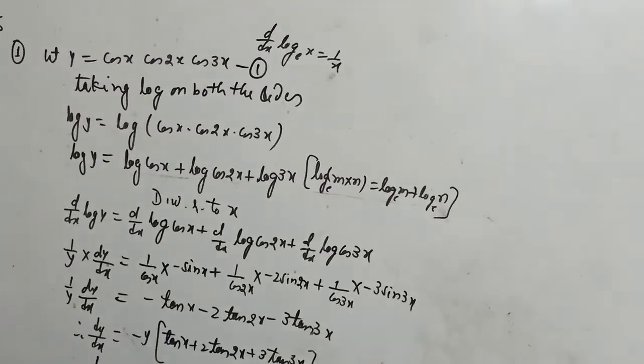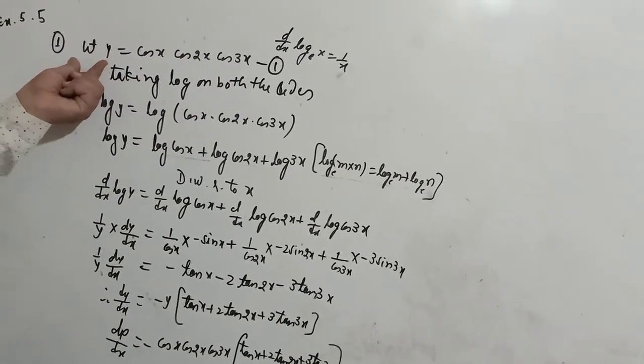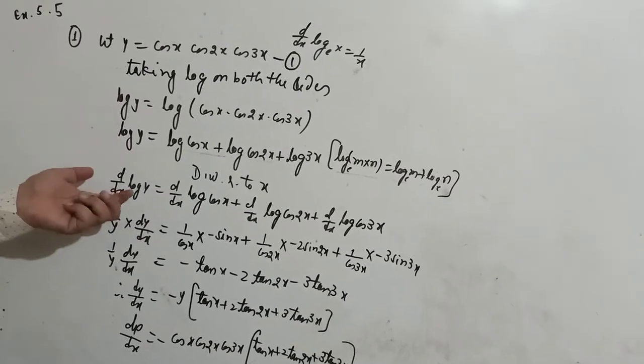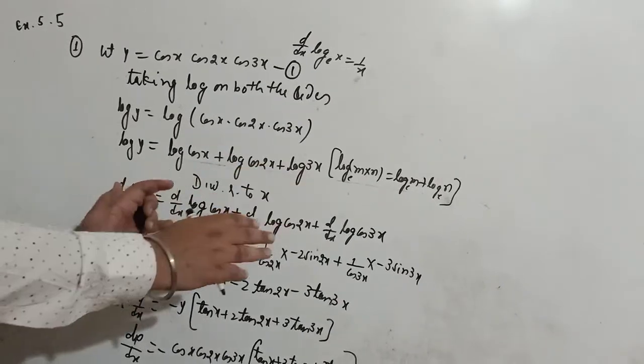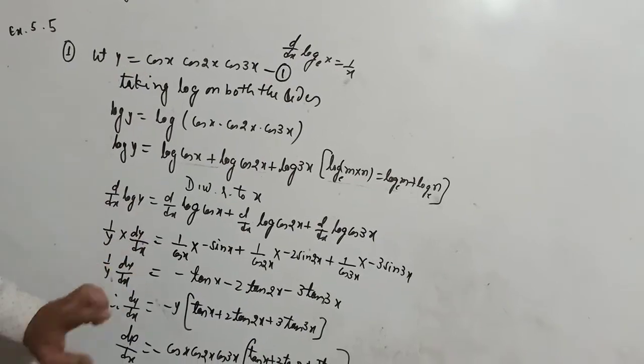So this is the process. Everywhere, whatever function is given, you assume it as y. Take log and differentiate. Log y will always give 1 upon y dy by dx. After simplification of the right side, bring this y to this side and substitute the value of y. This is the initial step in each and every question.